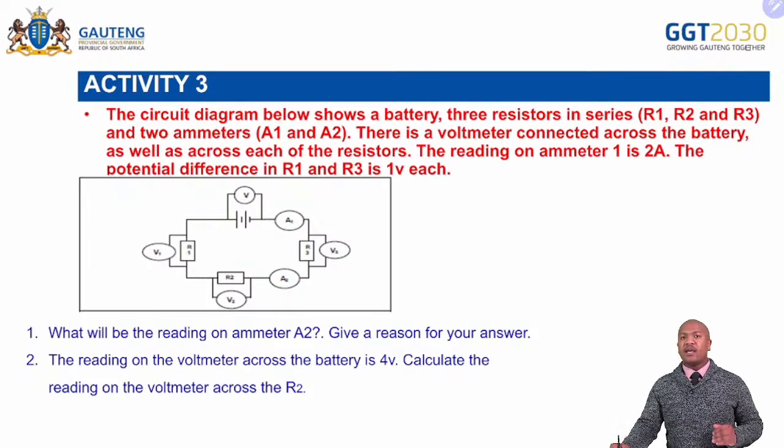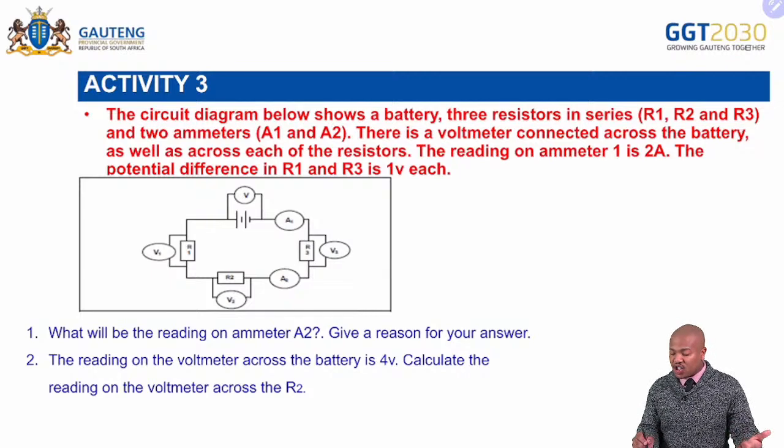So now, the second diagram below shows a battery, 3 resistors in series, which is resistor 1, resistor 2, and resistor 3, and 2 ammeters, ammeter 1 and ammeter 2. There is a voltmeter connected across the battery as well as across each of the resistors. The reading on ammeter 1 is 2 amperes, abbreviated as 2A, right? The potential difference in resistor 1 and resistor 3 is 1 volt each.